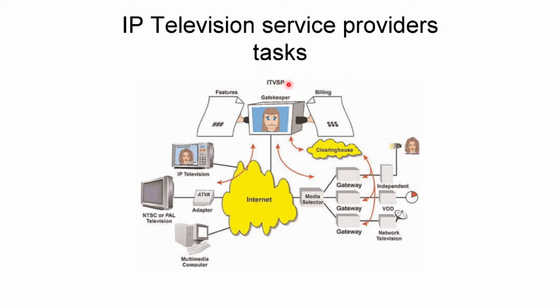Now the internet television service provider will have a gatekeeper. Based on the billing information or the features you require, the billing will be generated. These gateways will have access only when there is a clearing house over there. You can go for independent contents, video on demand, or network television. So these are the three gateways. This is the media selector. The media selector will select the gateway for the plan you have taken to see Internet Protocol television and put it on the internet, and then you can view that content here.